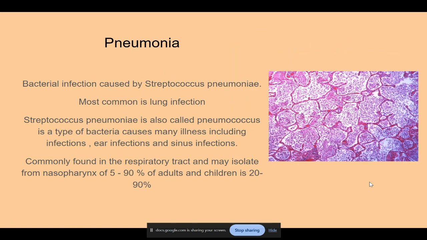It is commonly found in the respiratory tract and may be isolated from the nasopharynx. Adults can carry it at rates of 5% to 90%, and children as well at 20% to 90%.